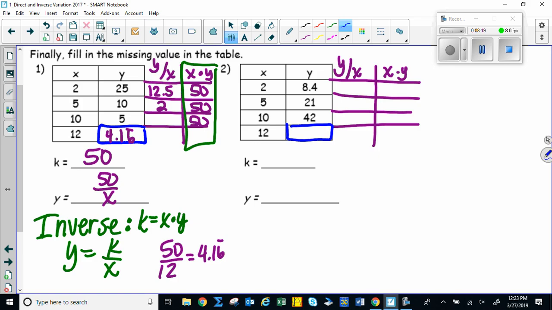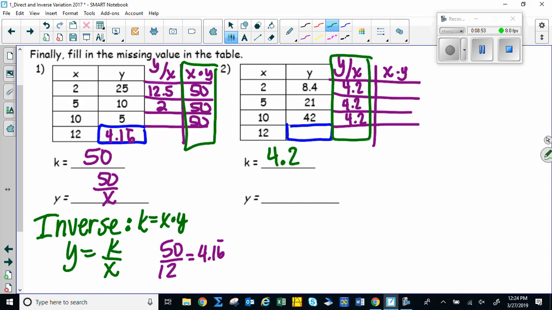All right, so let's look at the second table here. I'm going to start by taking y divided by x. So 8.4 divided by 2 is 4.2. And what's 21 divided by 5? Oh, that's 4.2. Okay, so these are all constant. I don't need to go and do the second column because I can't have y over x and x over y be the same thing, so I can stop now. So I have a constant of variation of 4.2.